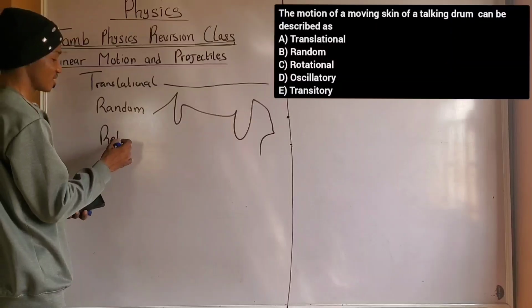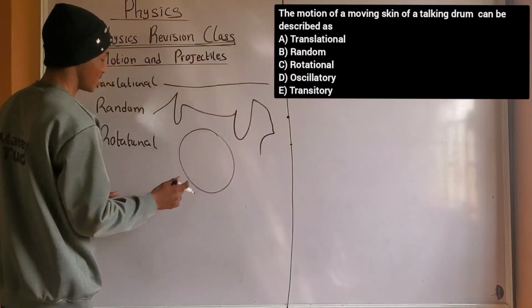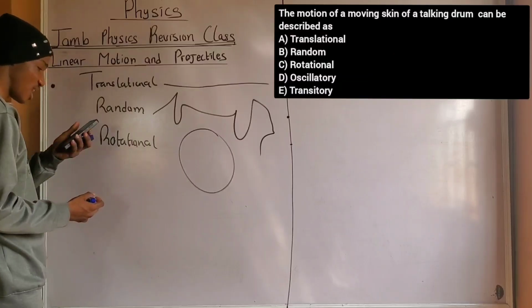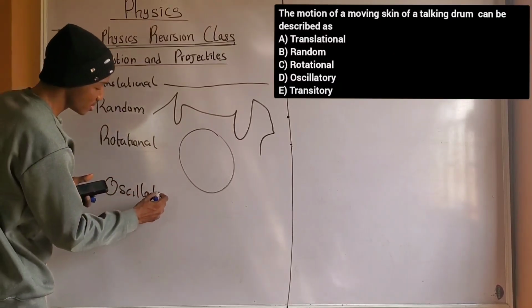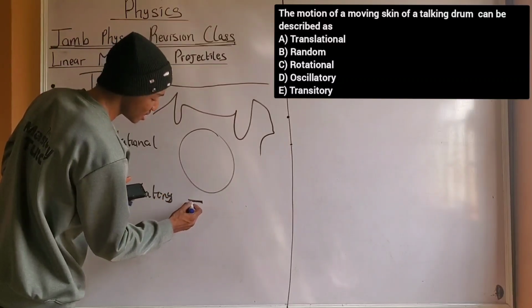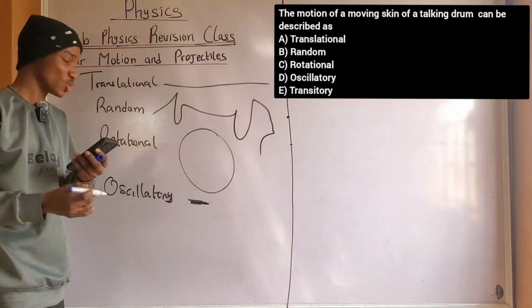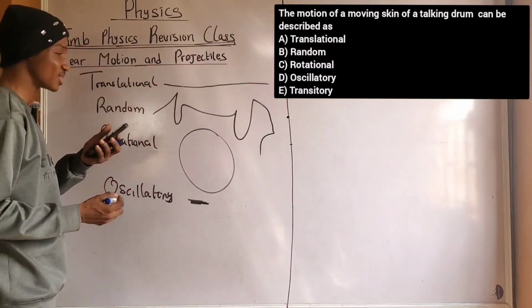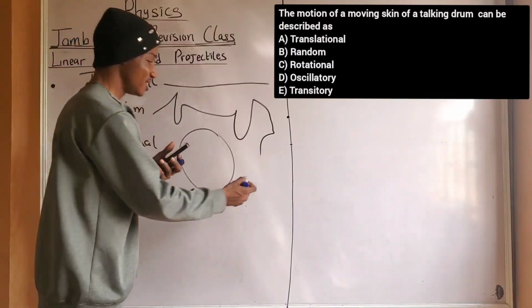Rotational, that is in form of a circle. Then we have the next one, which is oscillatory. Oscillatory motion is the motion of an object that is moving to and fro. That is the kind of motion. If you look at the last one, transitory, there is nothing like that motion. So the correct option is option D.